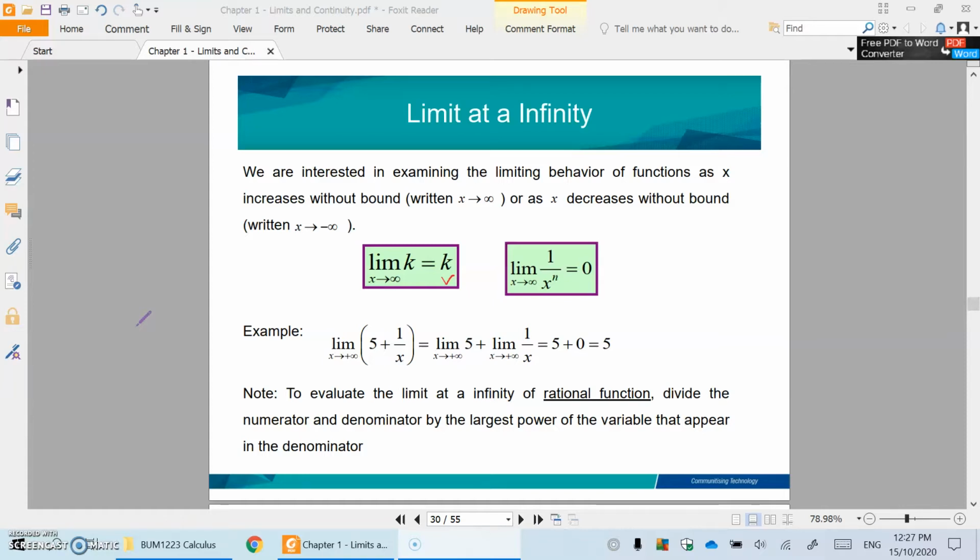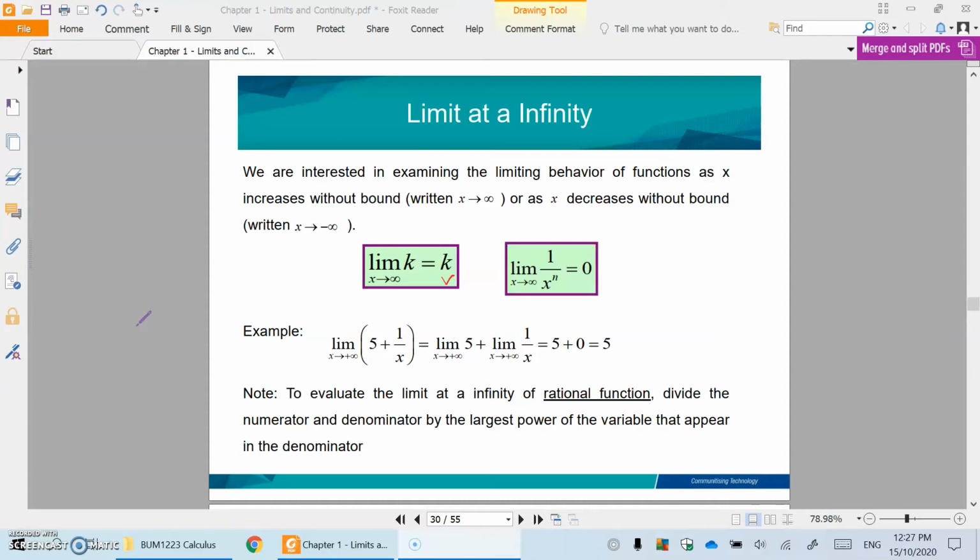In the previous video, we learned how to evaluate the limit by using the analytical method. So in this video, we are going to learn how to evaluate the limit at infinity. We are interested in examining the limiting behavior of a function as x increases without bound, where x approaches infinity, or as x decreases without bound, which means that x approaches minus infinity.